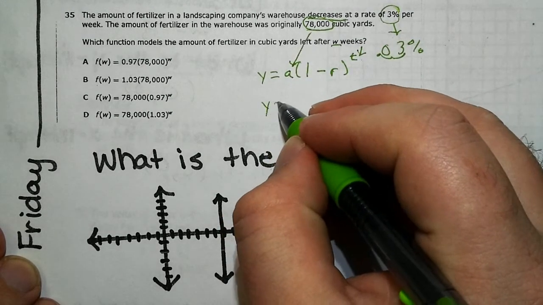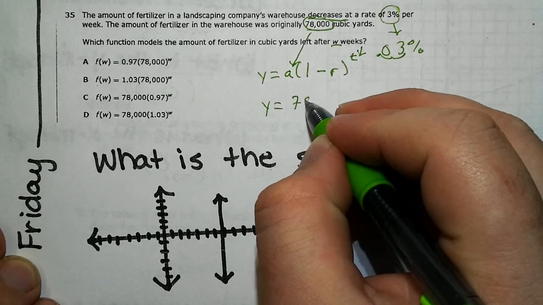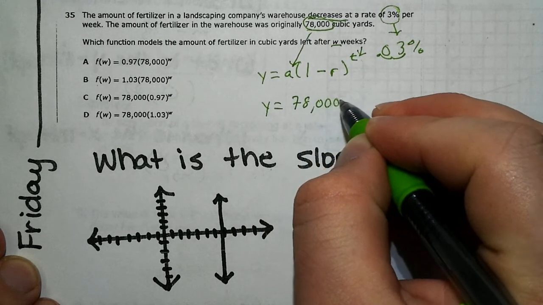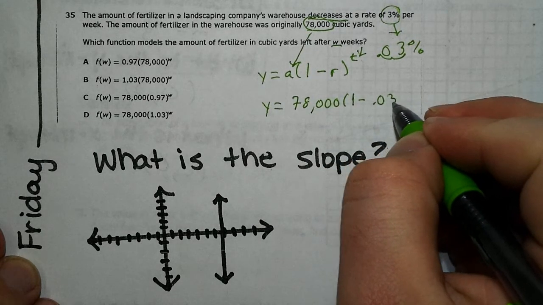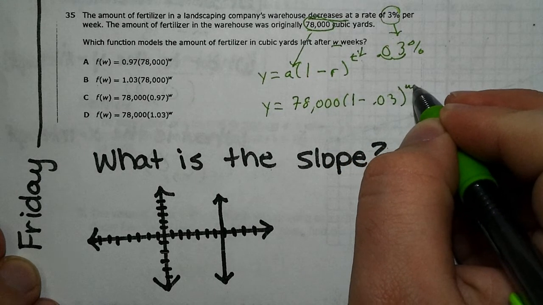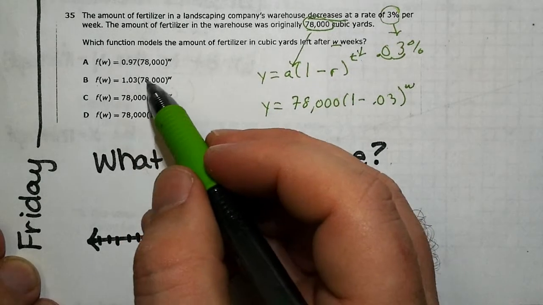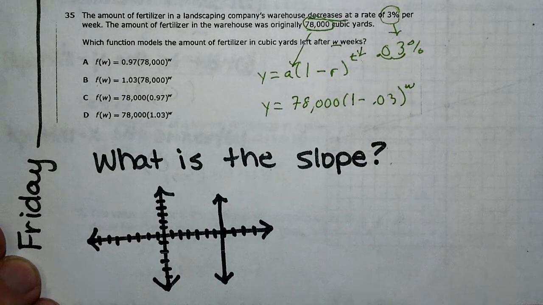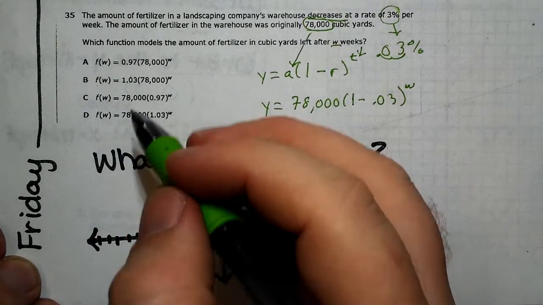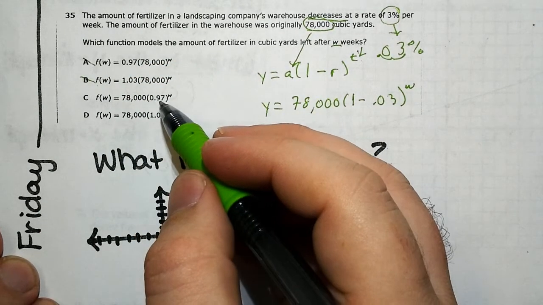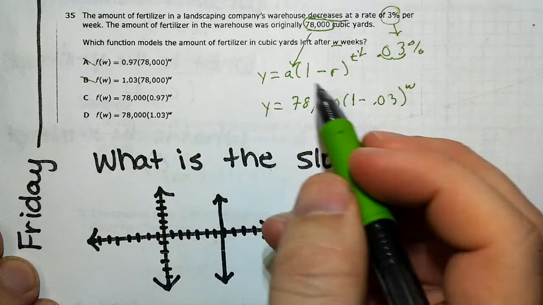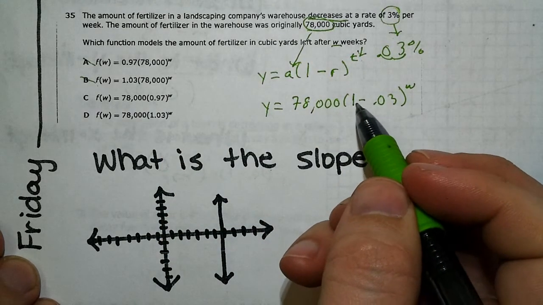So now we plug it in, y equals 78,000 times 1 minus the rate of 0.03 raised to the W power. Now, we see we can already knock out A and B. They're just written backwards. And we see the difference here is one is 0.97 and one is 1.03, but none of them say 1 minus 0.03.